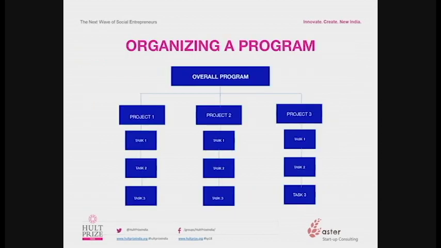So once we have that out of the way, let's get down to some structure. So this is what it looks like. You have your overall program, which is divided into projects, and each project has a number of tasks. This schematic shows the tasks executed one after the other, but they could be parallel tasks. They could be partly in parallel, partly in series. There's a number of ways you could organize a program or a project.